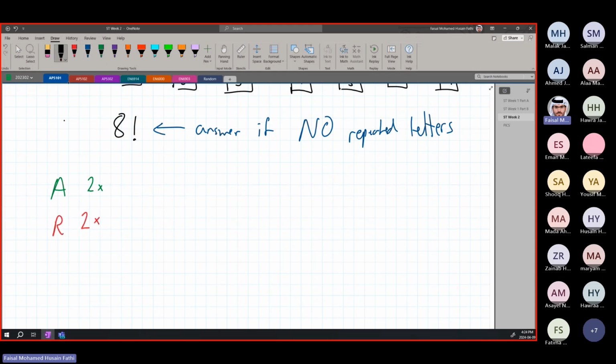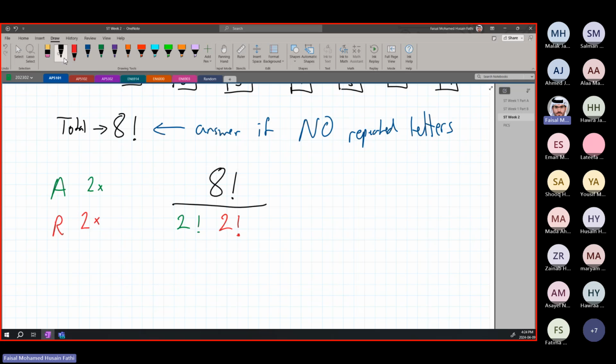The total is going to be 8 factorial, so the total we're going to put on the top. And at the bottom, depending on how many times each letter is repeated. In this case, it's repeated twice. We're going to put 2 factorial for the A, because A is repeated 2 times, and 2 factorial for the R, because R is repeated 2 times.